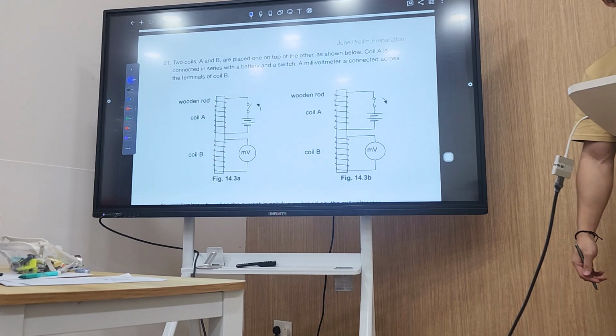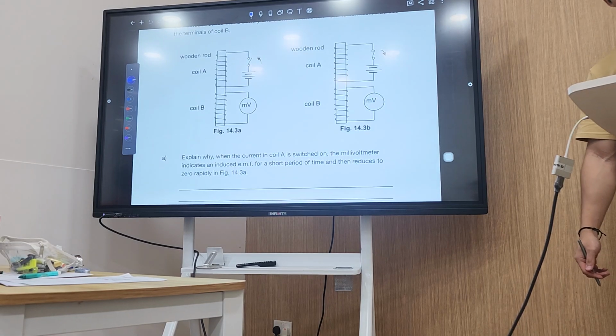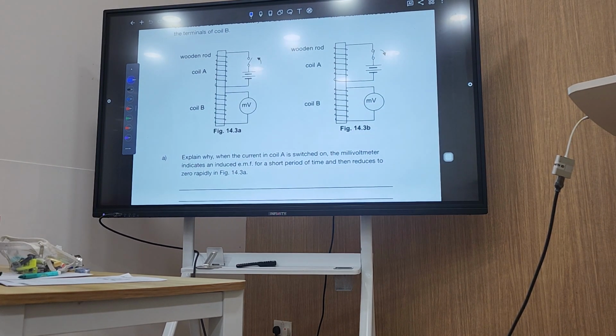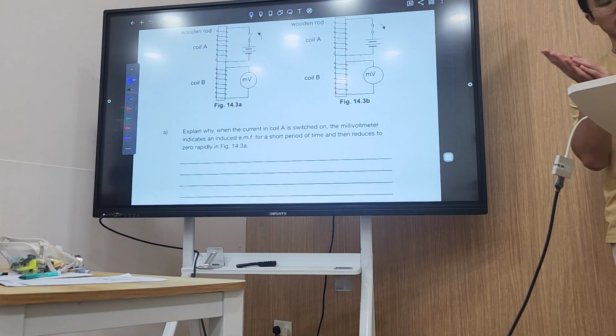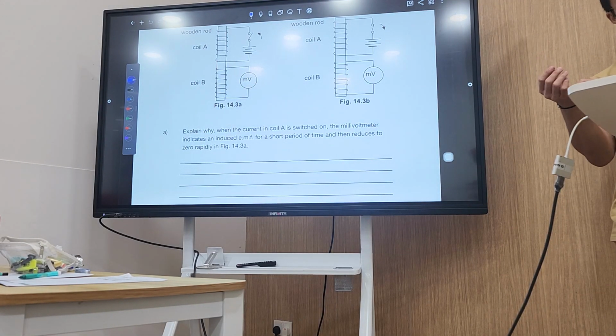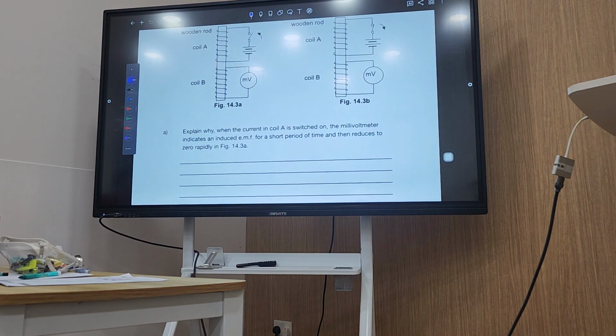Okay, good. Question 21. Explain why when the current in coil A is switched on, the millivoltmeter indicates an induced EMF for a short period of time and then decreases to 0 rapidly. Charlotte? Do you have the answer sheet?